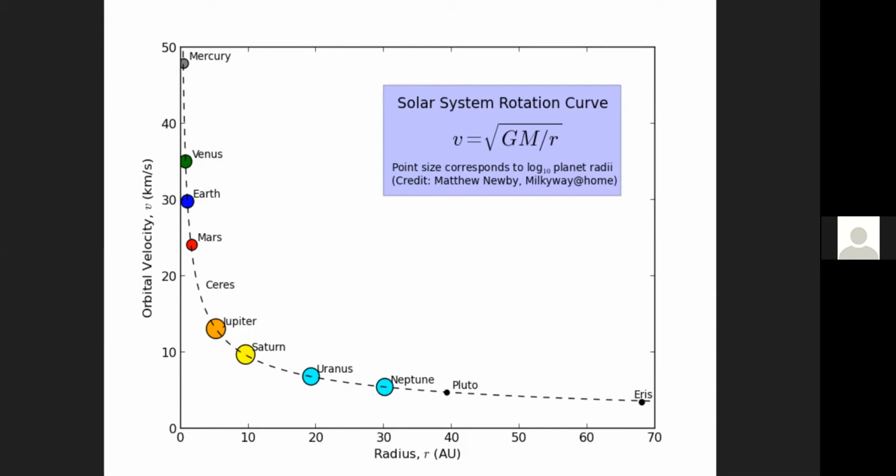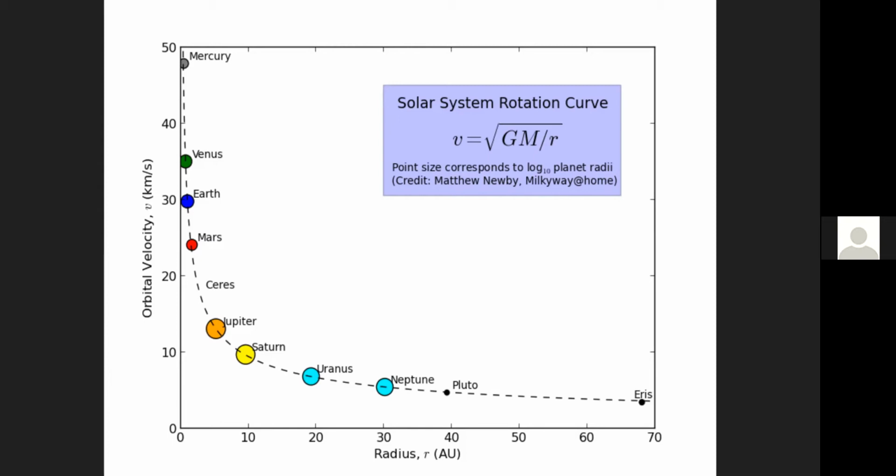But I want to now delve into a little bit of a thought experiment. What if, when we observed Jupiter's orbital velocity, it was exactly the same as the Earth's, despite its bigger distance? There are only two ways we'd be able to explain that observation. One would be that our theory of gravity was completely wrong.